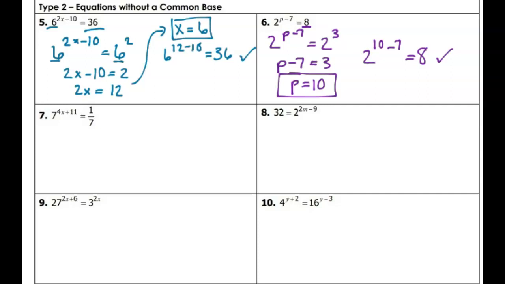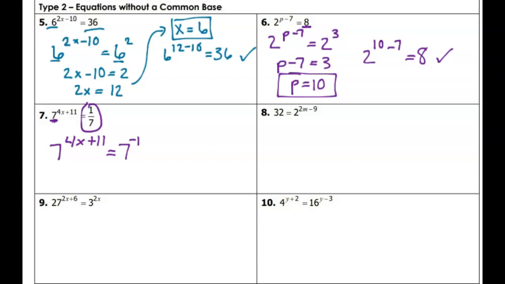Now in the next example, number 7, one of the things that might not look familiar is this 1 over 7. It is actually a power of 7, but it's really a negative exponent. So it might be a good idea to think, anytime you see a fraction, you might think negative exponents. And so what we can really do is just say that this is 7 to the negative 1 power.